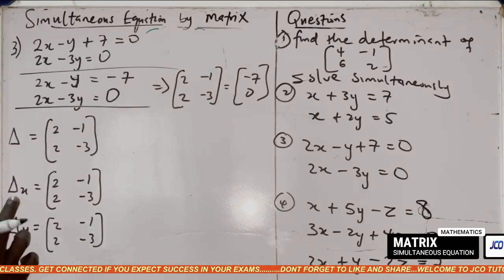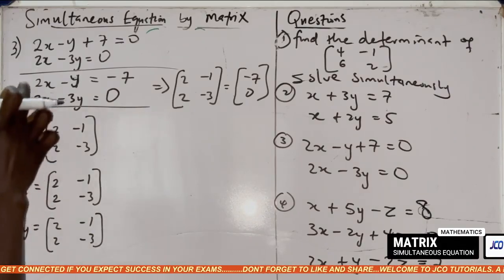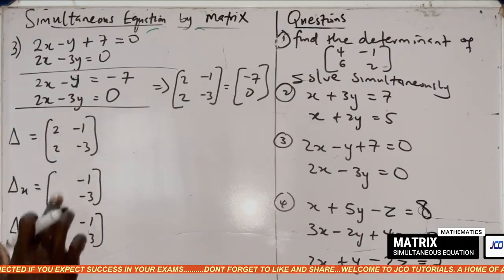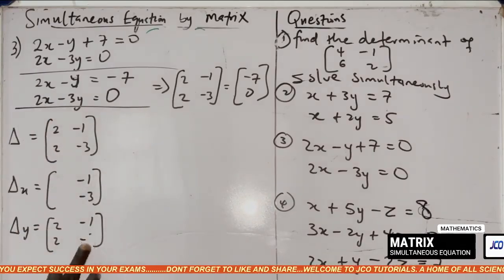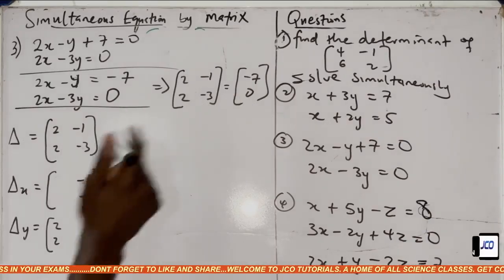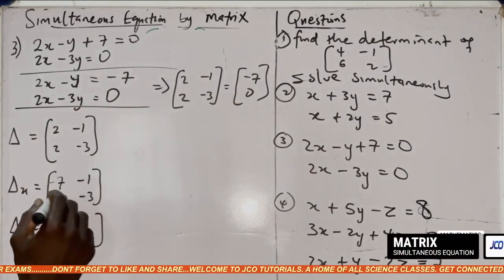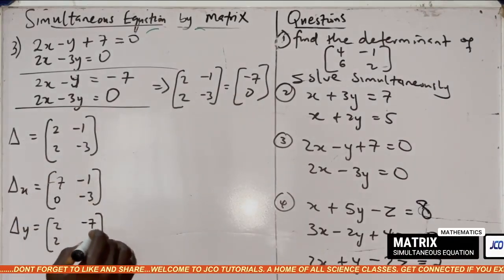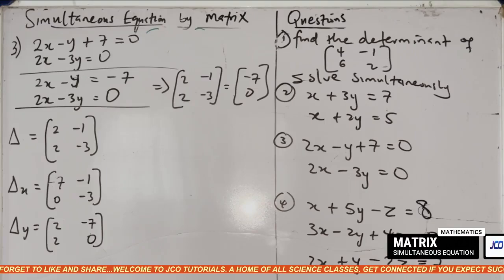Then for the determinant of x, x is the first term in your question, so you clean whatever you have as x. Determinant of y, clean whatever you have as y. The coefficient of y. Put your constant minus 7 and 0, minus 7 and 0. Very simple. Now let's go for the determinants.